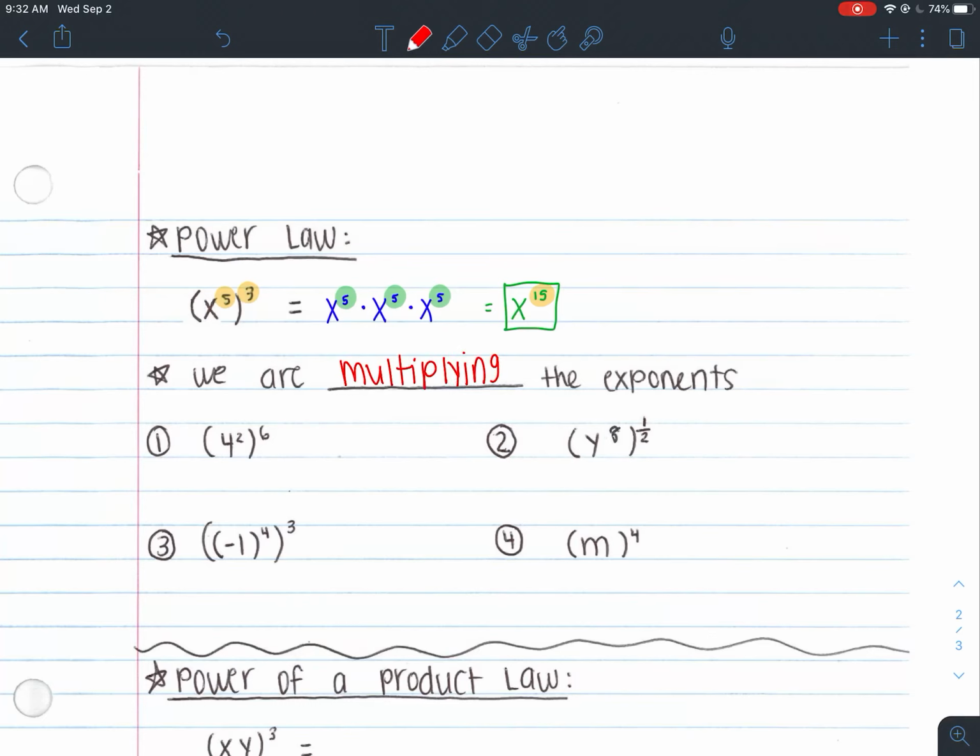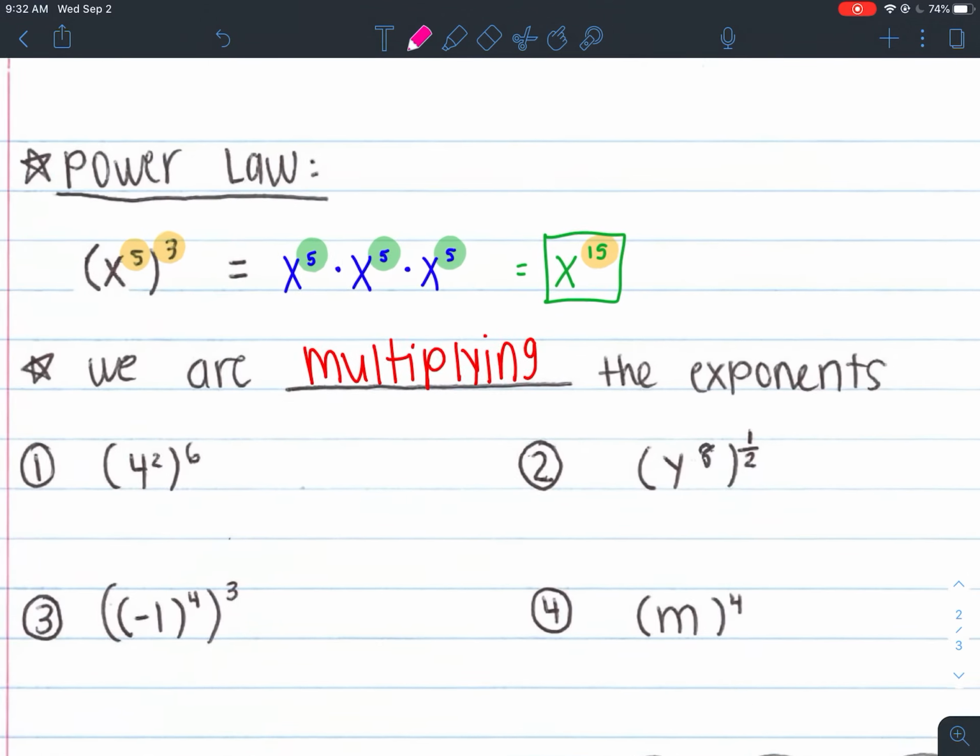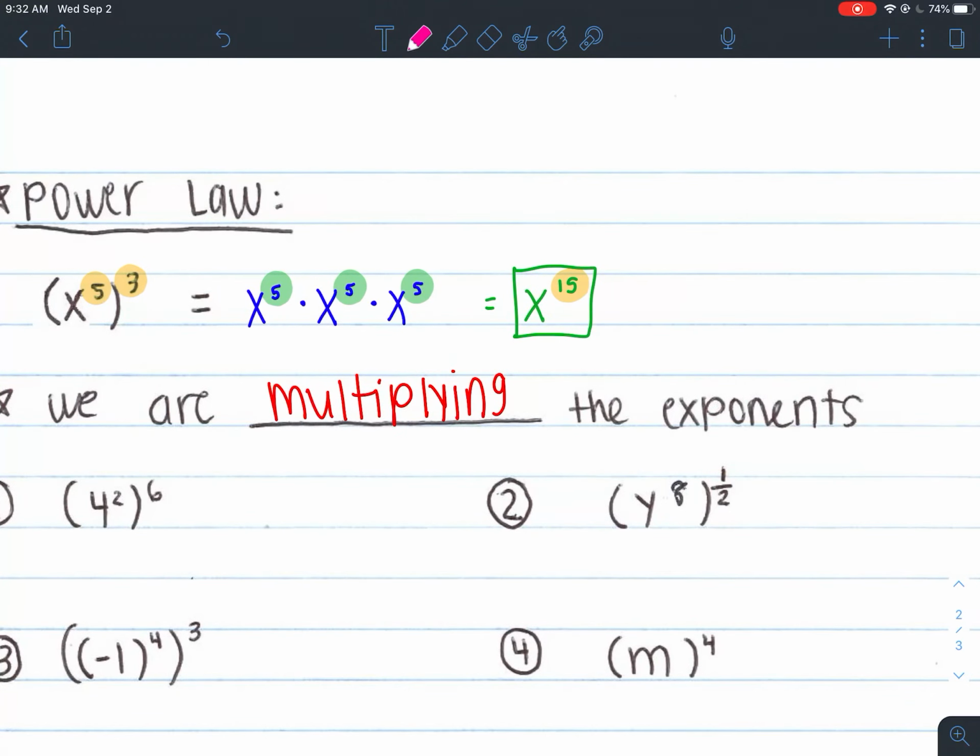You multiply the exponents. Think about it like you're distributing, okay? You're distributing. Remember, distributing is the opposite operation of multiplication. And I'm going to give you the formula for the power law this time.